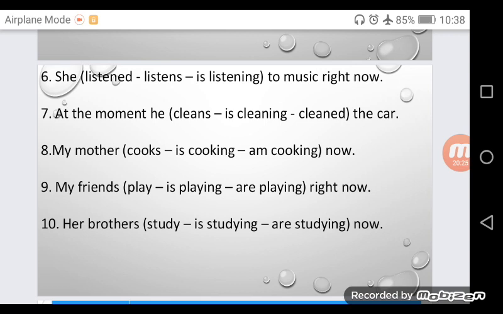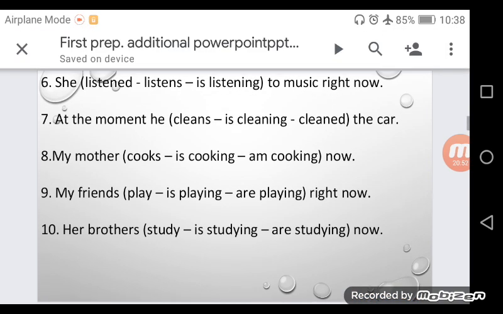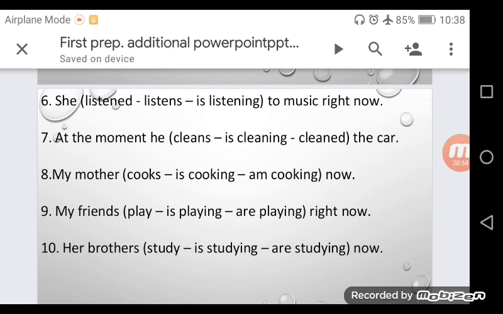Number 9. My friends play, is playing, are playing right now. The correct answer is are playing because we have my friends plural. My friends are playing right now. Number 10. Her brothers study, is studying, are studying now. The correct answer is are studying because her brothers is in the plural form. So the correct answer is her brothers are studying now.